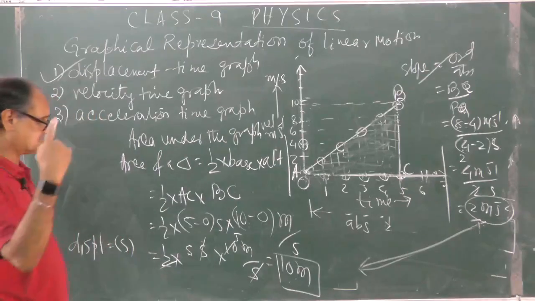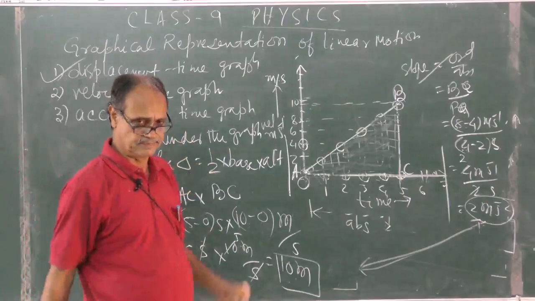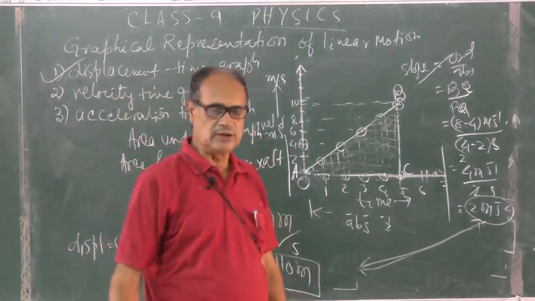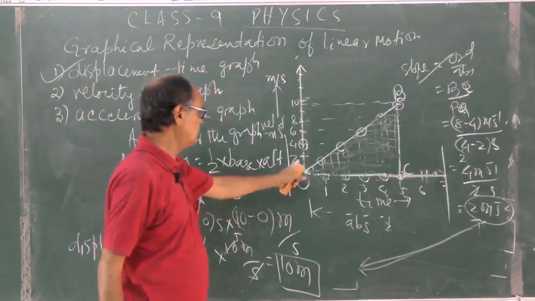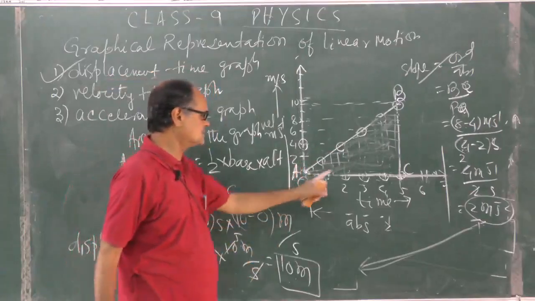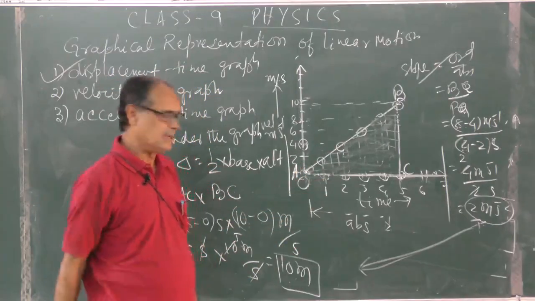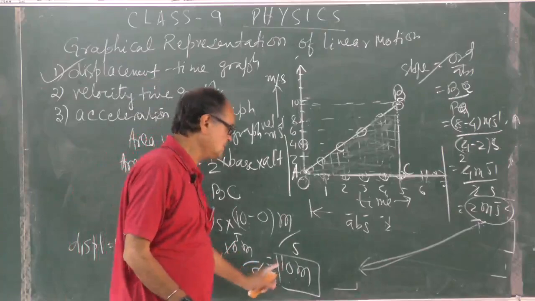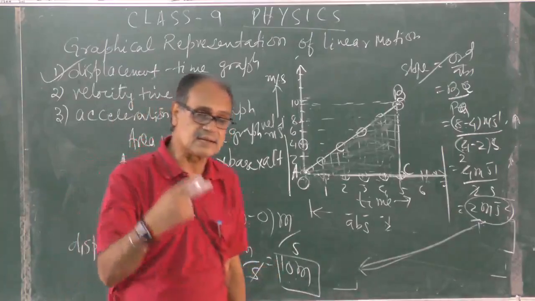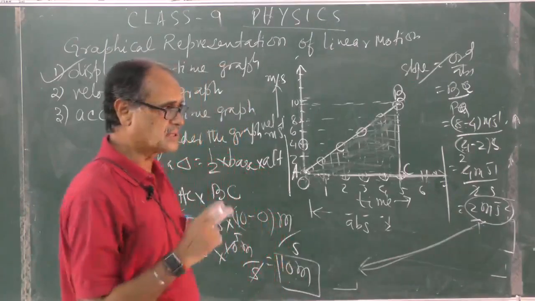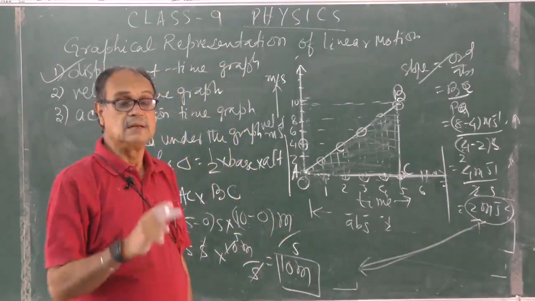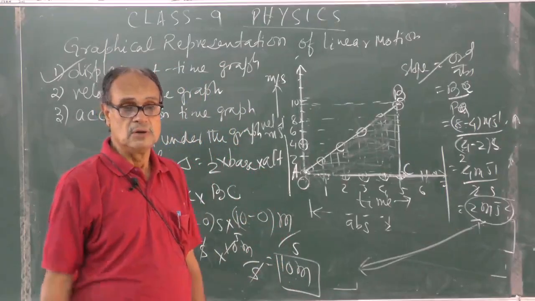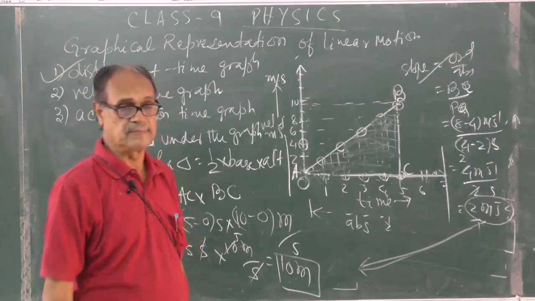So the S formula yesterday we got: S is equal to V into T. V was 2 meter per second. T was 5 seconds. So that way it was 10 meter. So here, since it is accelerated motion, it is not S is equal to V into T.